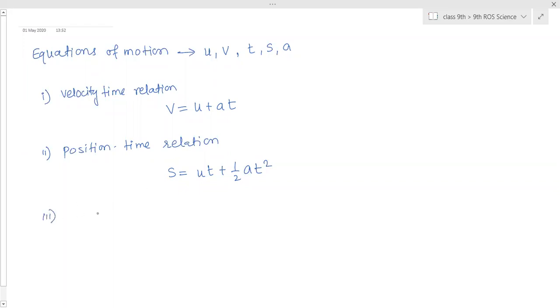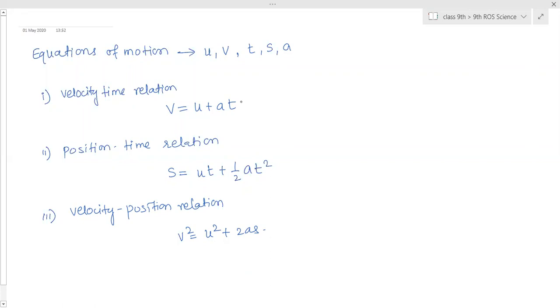And the third equation of motion is the position and velocity relation. This is v square is equal to u square plus 2as. v square is equal to u square plus 2as. This is the third equation of motion.